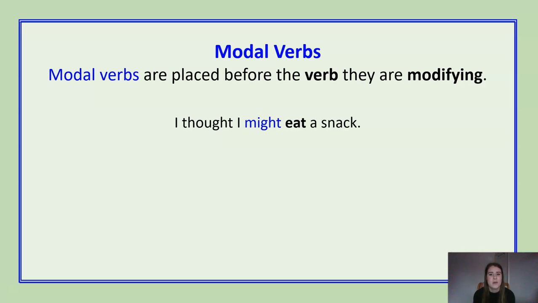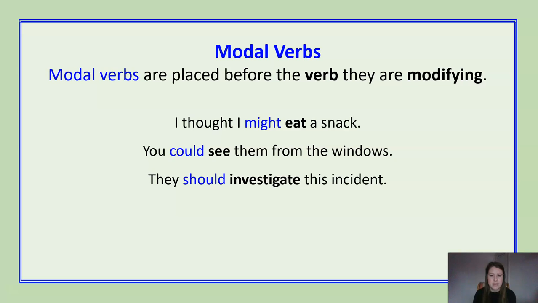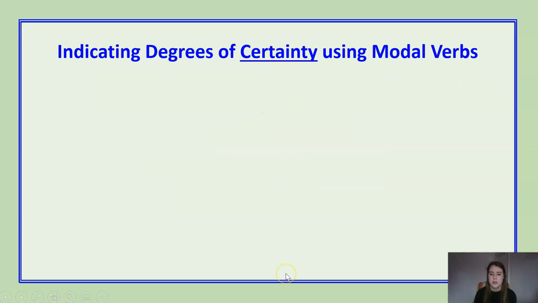So this is telling us whether we're going to be eating that snack or not. You could see them from the windows. They should investigate this incident. Okay, so you can see that the blue words here, which are our modal verbs, are changing the meaning of how likely those verbs are going to take place. So when we are indicating degrees of certainty using our modal verbs, it's going to tell us whether something will or won't happen, or how likely it is that it's going to happen.